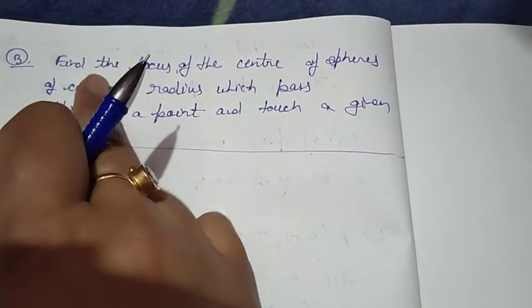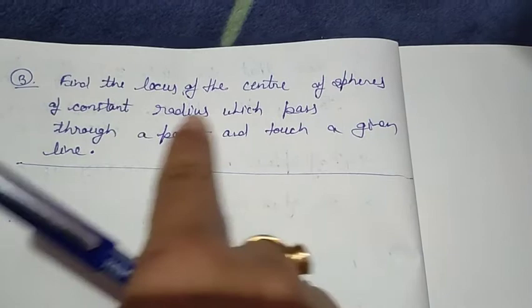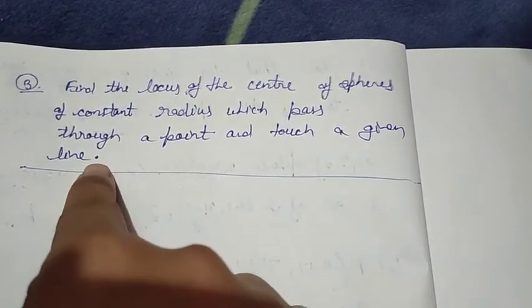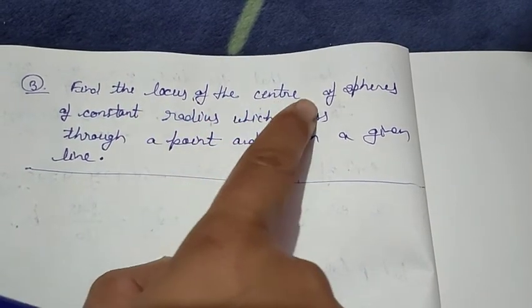Now the next question. Find the locus of the center of a sphere of constant radius which passes through a point and touches a given line. Find the locus of the center of the sphere.